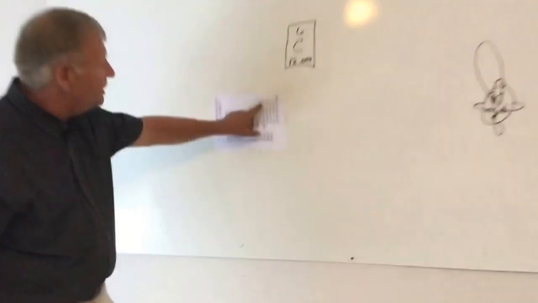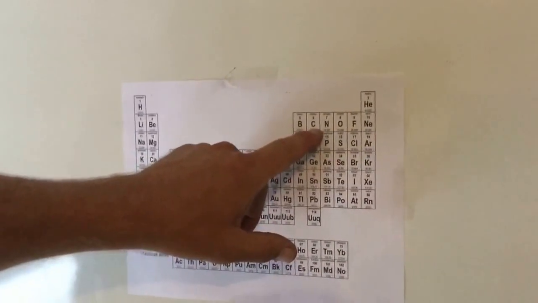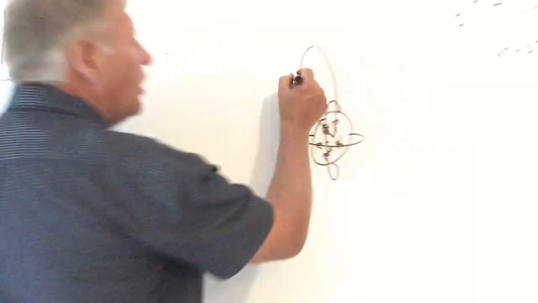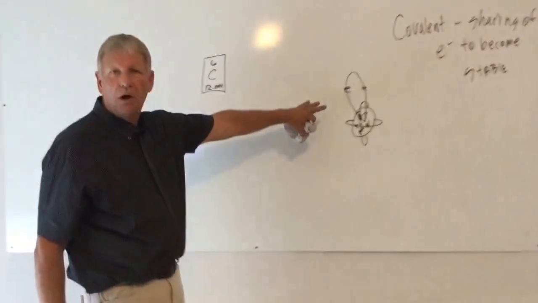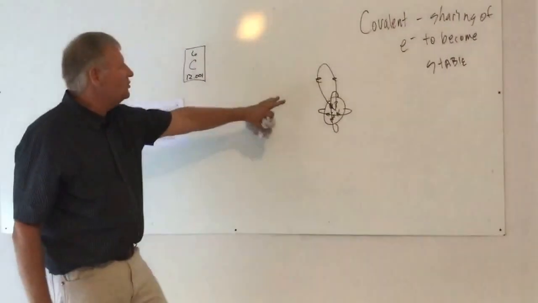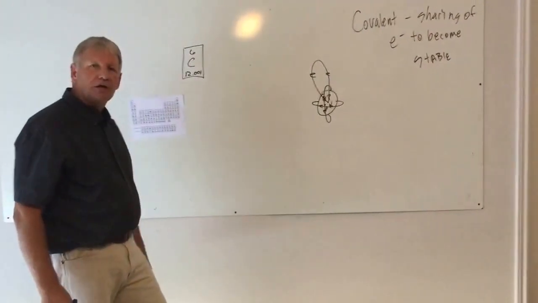Boron is P1, carbon is P2. So there's only 2 electrons. Hey, that kind of looks like a SpongeBob character there. There's only 2 electrons in that P. So in reality, that's what that carbon looks like.